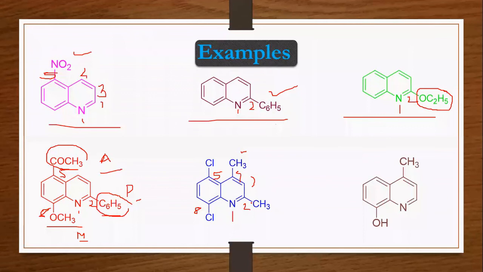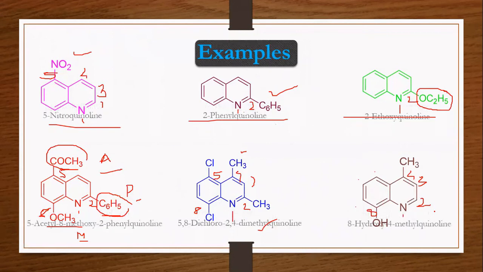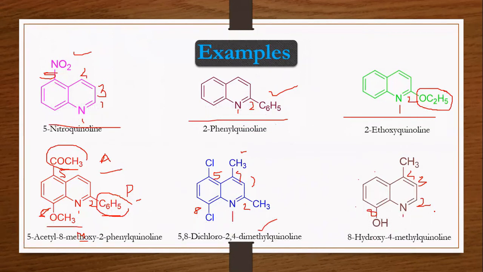5,8-dichloro 2,4-dimethylquinoline. Now this is again a very simple molecule. 1, 2, 3, 4, yes, 5, 6, 7. This position is 8. Now here it is 8-hydroxy 4-methylquinoline. Very simple. Okay, thus I hope you understood how to give IUPAC names to the quinoline molecules.